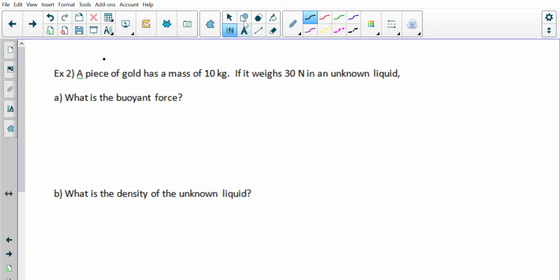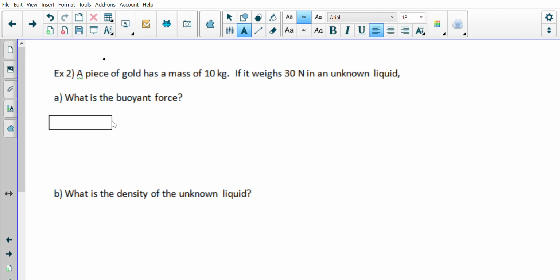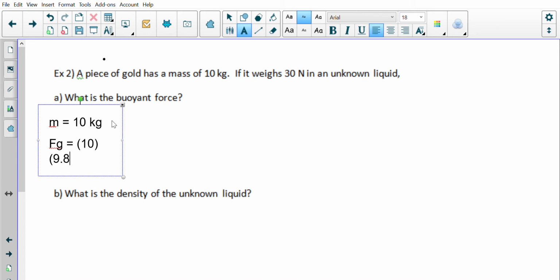Okay, so first off, what do we know? Well, we do know the mass, which is 10 kilograms. And because of that, we can actually find out the force of gravity. Because again, it's m times g, your 10 times your 9.8. Which, actually, I can figure that one out already here. It's going to be 98 newtons.